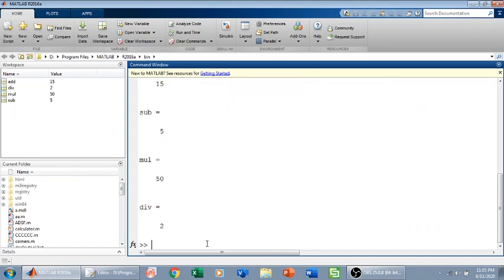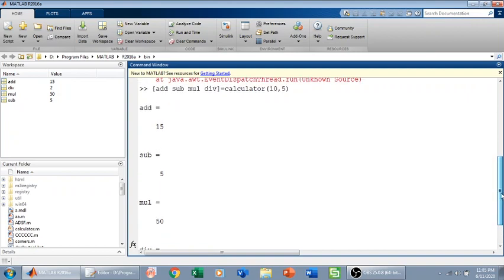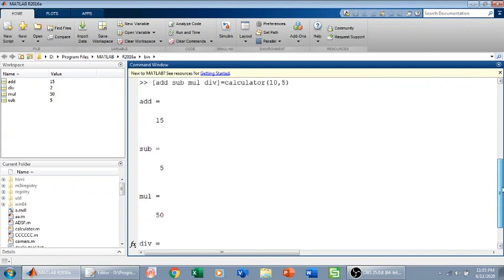Fine. So as you can have a look, they are giving me values which are add is 15, subtraction is 5, 10 minus 5 is 5, multiply 10 by 5 is 50, and 10 divided by 5 is 2. Thank you.